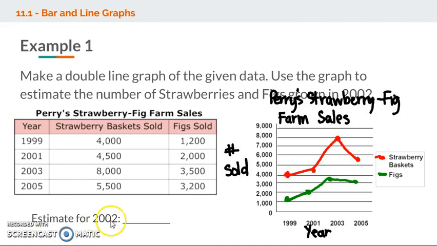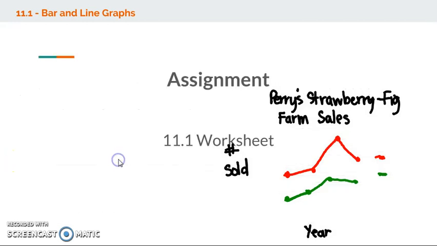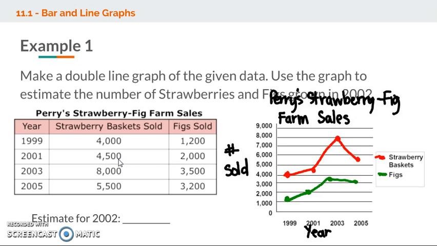And now we want to estimate for 2002. What is going to happen here? So to find the estimate, 2002 is between 2001 and 2003. So I am just going to find the middle number between these two. I'm going to add them together and divide by 2. I'm going to find the mean, the middle of those two, to figure out our estimate. So go ahead and do that, and we'll check our answers.